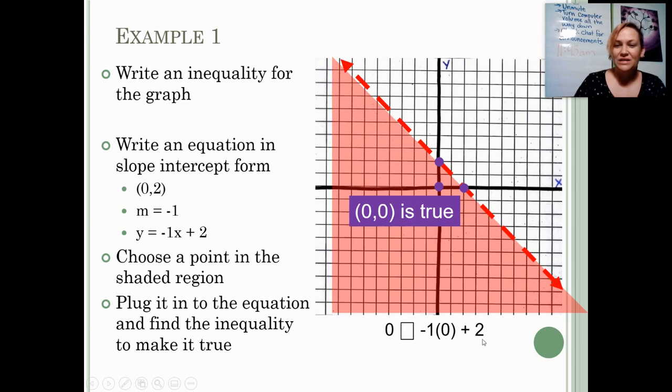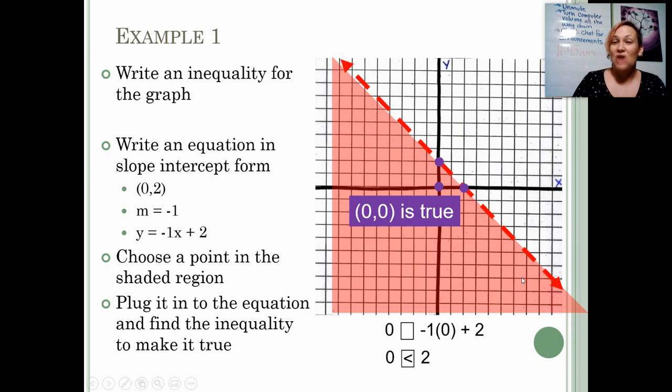Okay, so here is my new math statement, it's not an equation anymore. And I'm going to simplify the right-hand side into just the number 2. And again, we decided since (0, 0) is in the shaded region that I want this to be a true statement. Notice it's not going to be an equal sign like we had earlier. 0 does not equal 2. And so the inequality we're going to choose is a less than symbol.